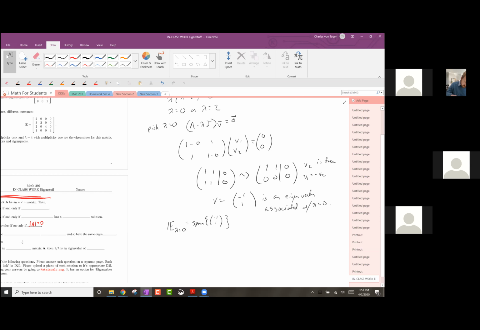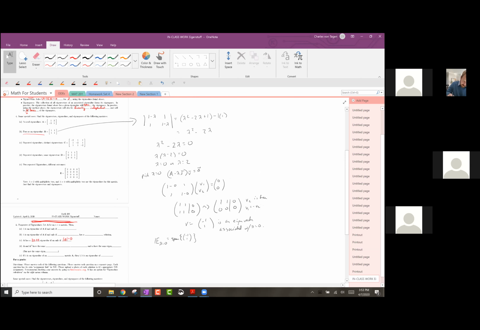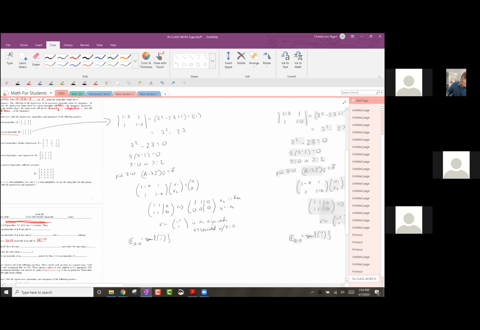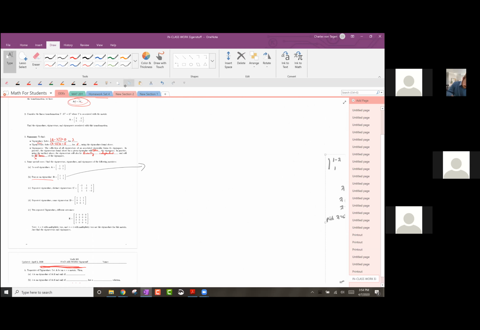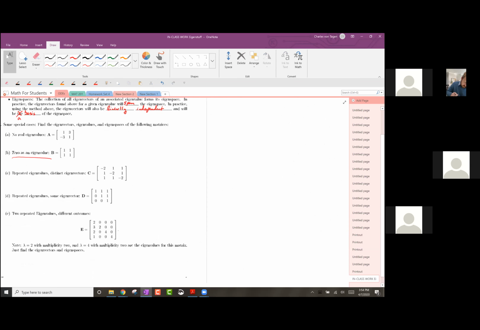Okay. So folks, let's go ahead now and look at letter C here. So I'm going to move this F to the side. So let's look at letter C here, and let's see where we have some repeated eigenvalues, and let's see what happens. Now, I'm not going to completely find the determinant of this. I'll go ahead and set it up.